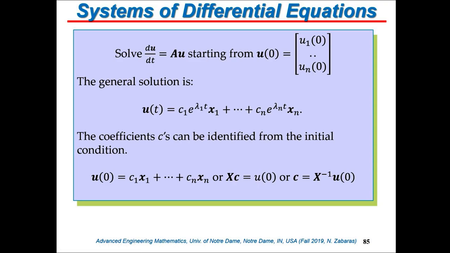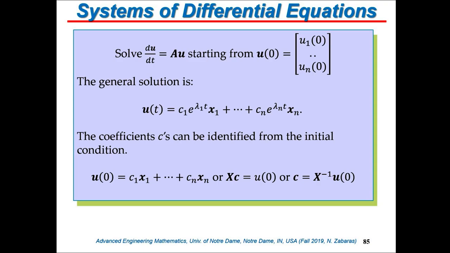We will correct this in the posted slides, is the initial condition. And so you can see that C is X inverse times U of 0. And so the general solution that you see on this slide is completely evaluated in all its detail.